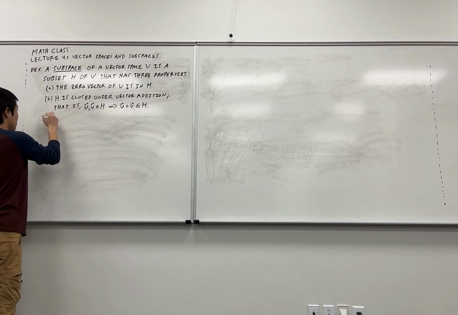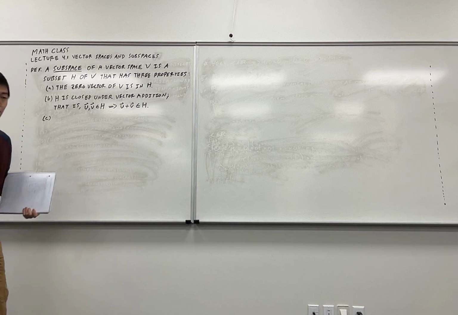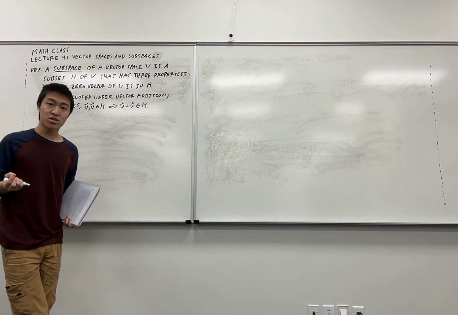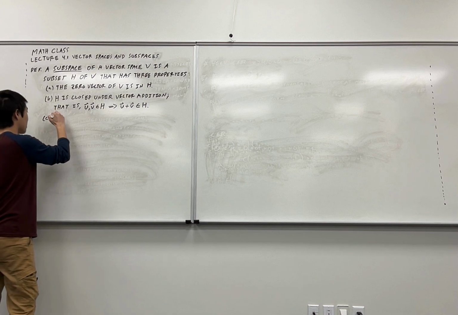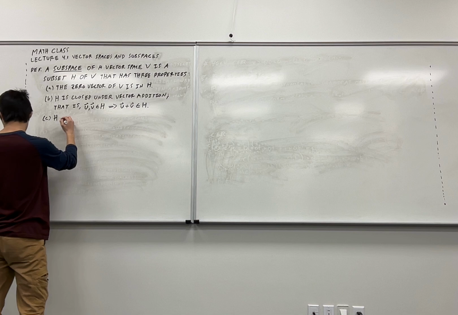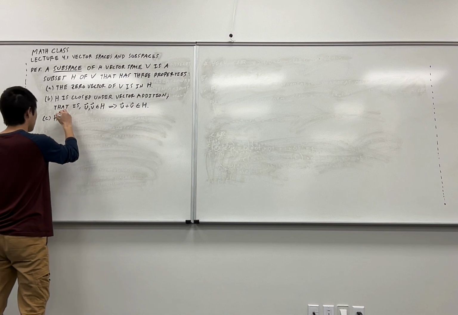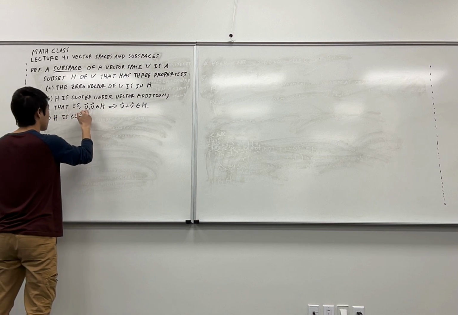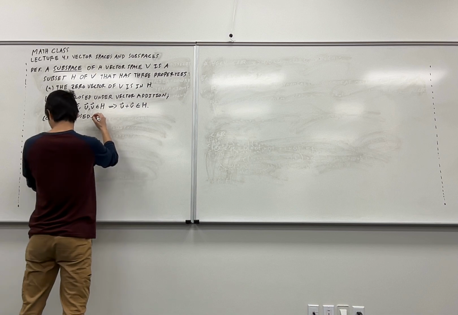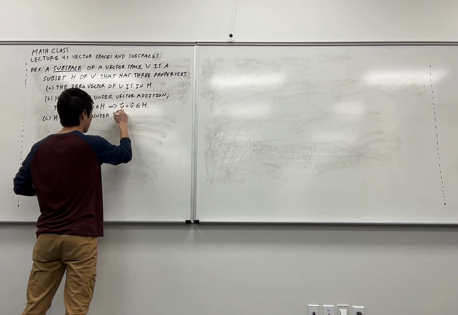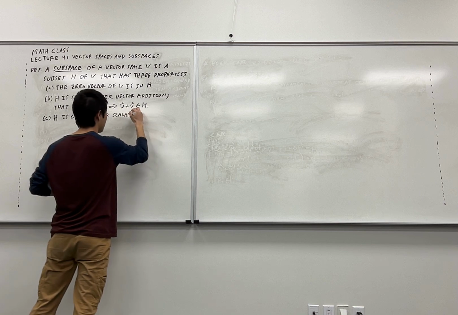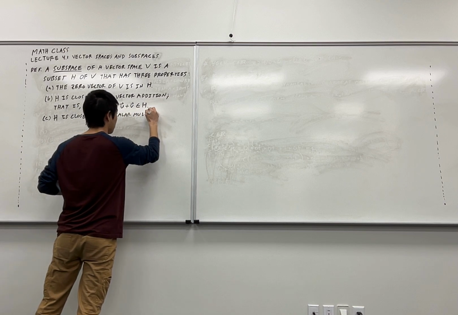And then C is basically we just need closure under the other operation. Because remember, the definition of vector space had two operations, addition and scalar multiplication. So it should be no surprise that we want our subspace to also be closed under both. H is closed under scalar multiplication.